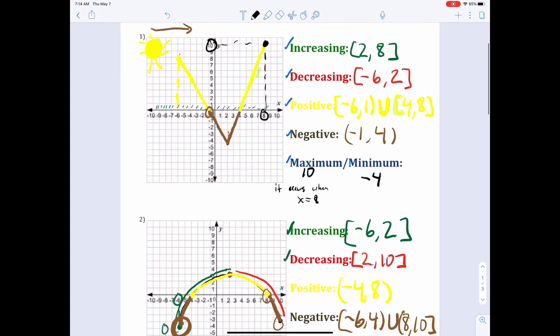And that occurs when x equals 2. Right here. That's the min. And that's the max.